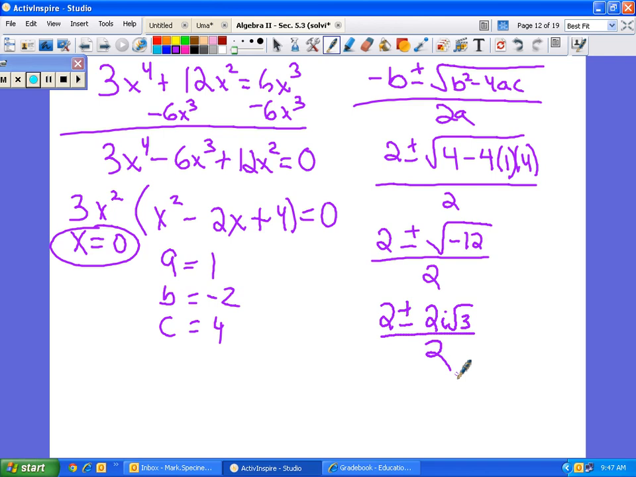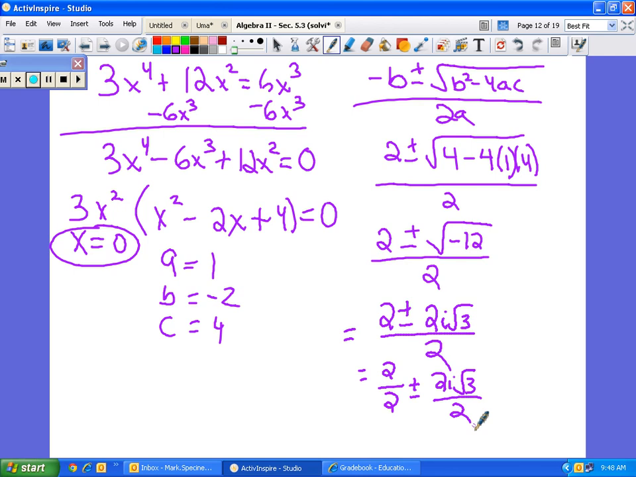All right. Remember what we said. We're going to turn this into how many fractions? 2 fractions. So we're going to take this denominator and give it to each part of the numerator. So this is going to become 2 over 2 plus or minus 2i square root of 3 over 2.